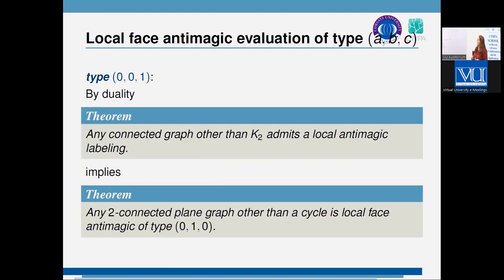Okay. And then by duality, what do we have? We know that every connected graph other than K2 is local antimagic. And by duality, we immediately get that any two connected plane graph other than a cycle is local face antimagic of type 0, 1, 0. So we get the result using duality.